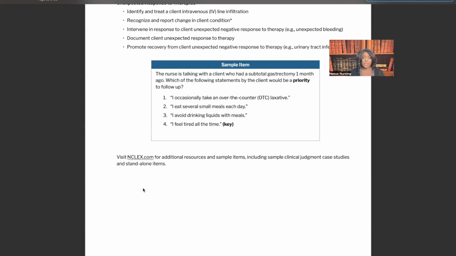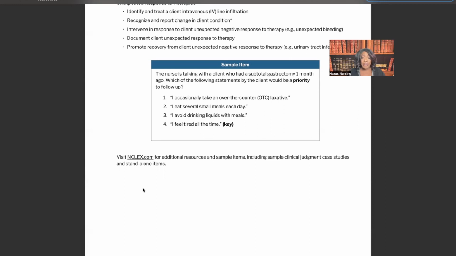Now, let's look at the other choices. 1, I occasionally take over-the-counter laxatives. Nothing wrong with that. Wouldn't be concerned with that. Now, if the patient says they're taking it serially or every day, now we're going to be concerned. But occasionally, that's fine. 2, I eat several small meals per day. Good. Anything that has to do with GI, guys, it's always going to be several small meals per day, and that helps decrease nausea that comes with GI symptoms and things like that.